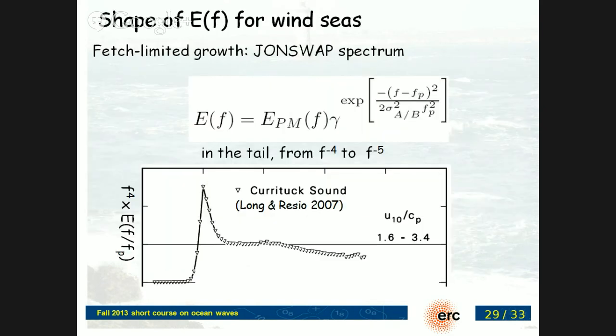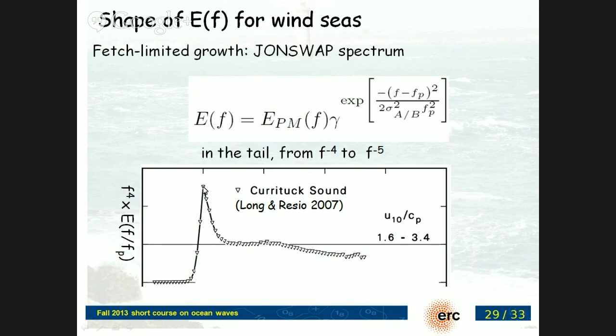So people have parameterized this spectrum like that. Typically you have a Pierson-Moskowitz shape of the spectrum, which corresponds to a fully developed spectrum. And then you put a peak on top of it, so it's gamma with exponential. What people have found is that if you take the spectrum and multiply it by f to the power 4, you will see something like that.